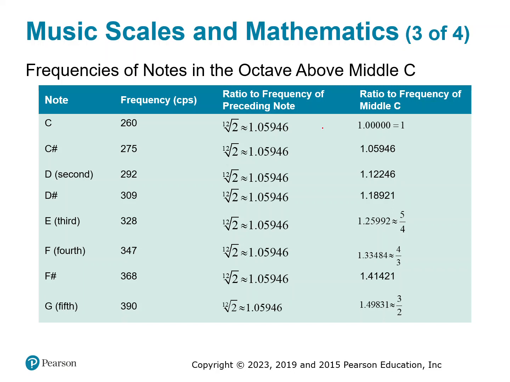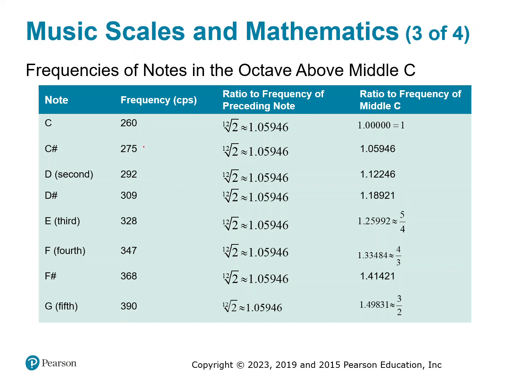All right. So 260 cycles per second is the frequency of middle C. If I multiply it by the 12th root of 2, I'll get 275. Oh my goodness, I'm not even reading this table to you right. Really? Do you need me to read this table to you?